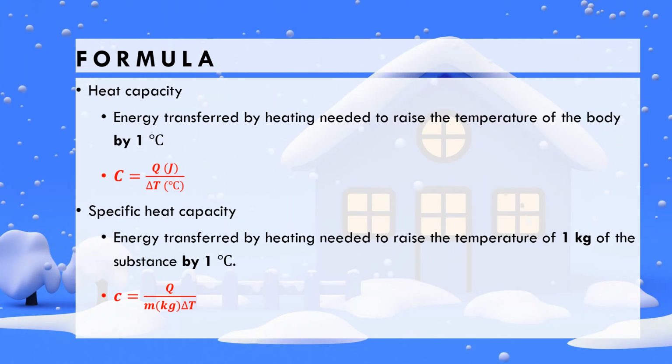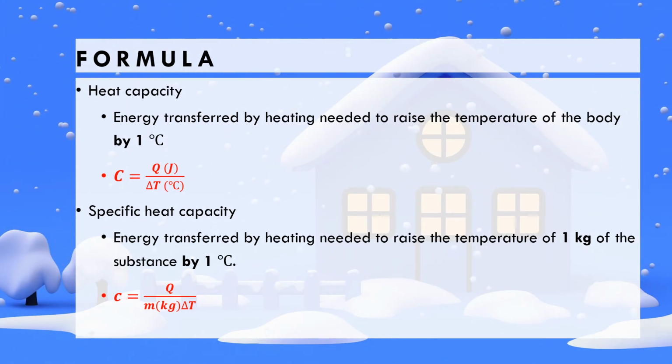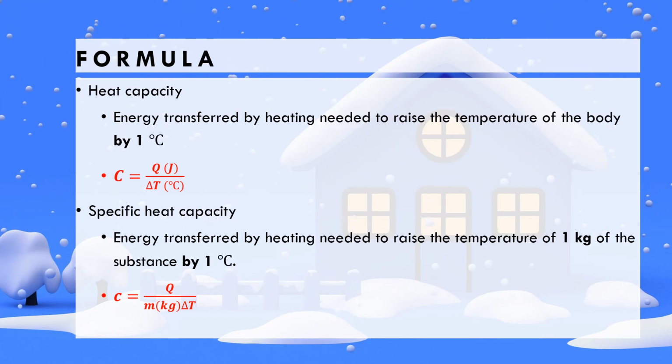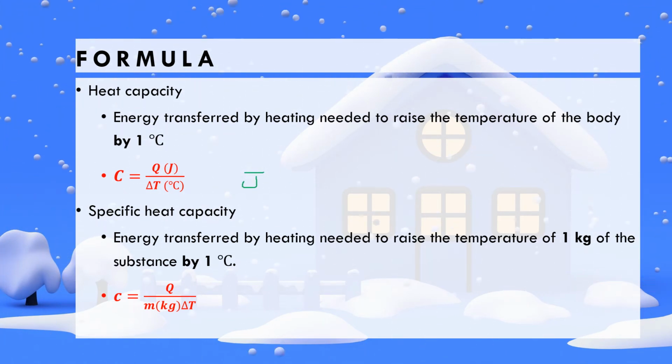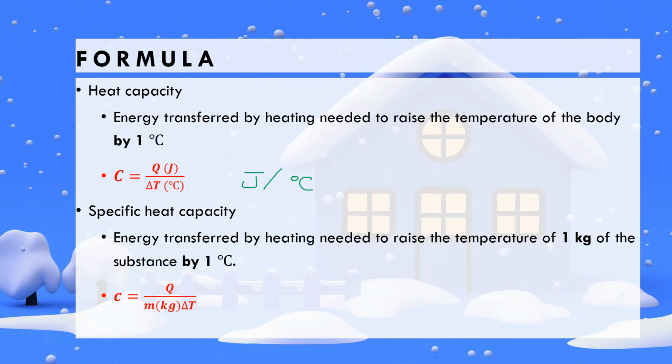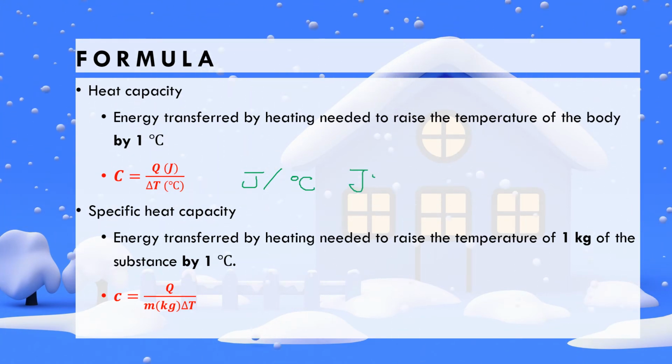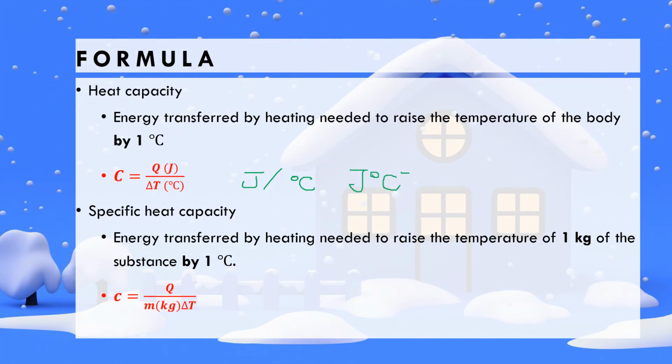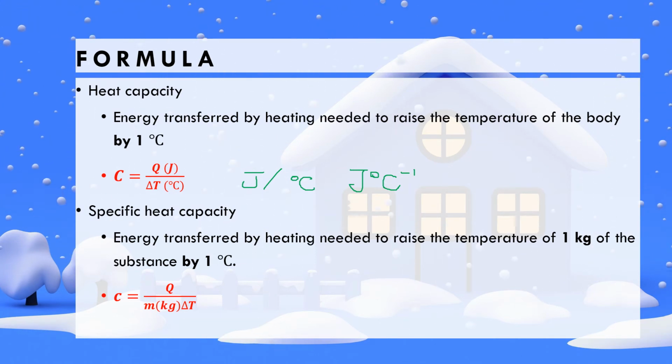For example, the unit of heat capacity, because it's joule divided by degrees, so we can directly say joule divided by degrees. We can have this as a unit, but a more formal way is to write it like this, because it's the same: we write it as the power of -1.